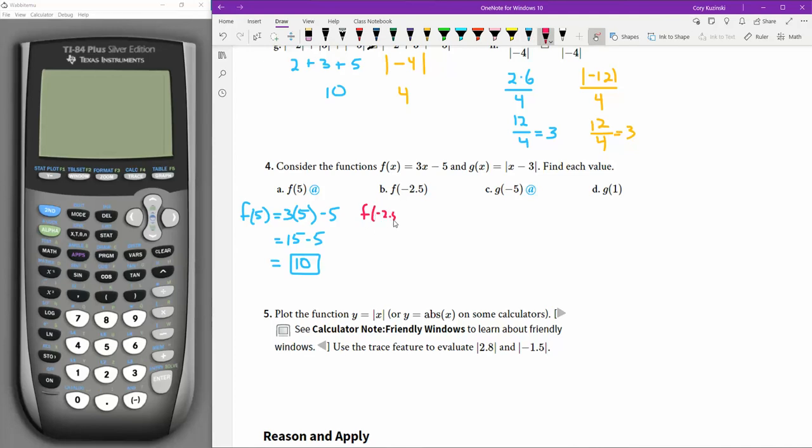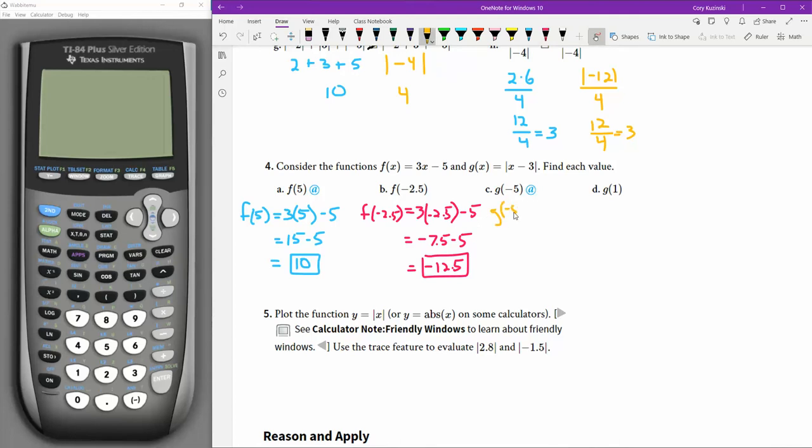All right, how about f of negative 2.5? We're going to use the same function. 3, instead of times x, we're going to do times negative 2.5 minus 5. 3 times negative 2.5 is negative 7.5. And when we subtract 5 from that, we get negative 12.5. Then our functions get switched up here. And now we're being asked about g.